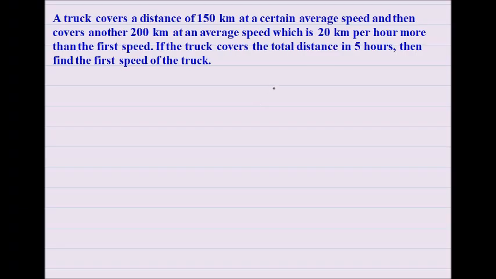Here the question is: a truck covers a distance of 150 kilometers at a certain average speed, and then it covers another 200 kilometers at an average speed which is 20 kilometers per hour more than the first speed. If the truck covers the total distance in 5 hours, then find the first speed of the truck.